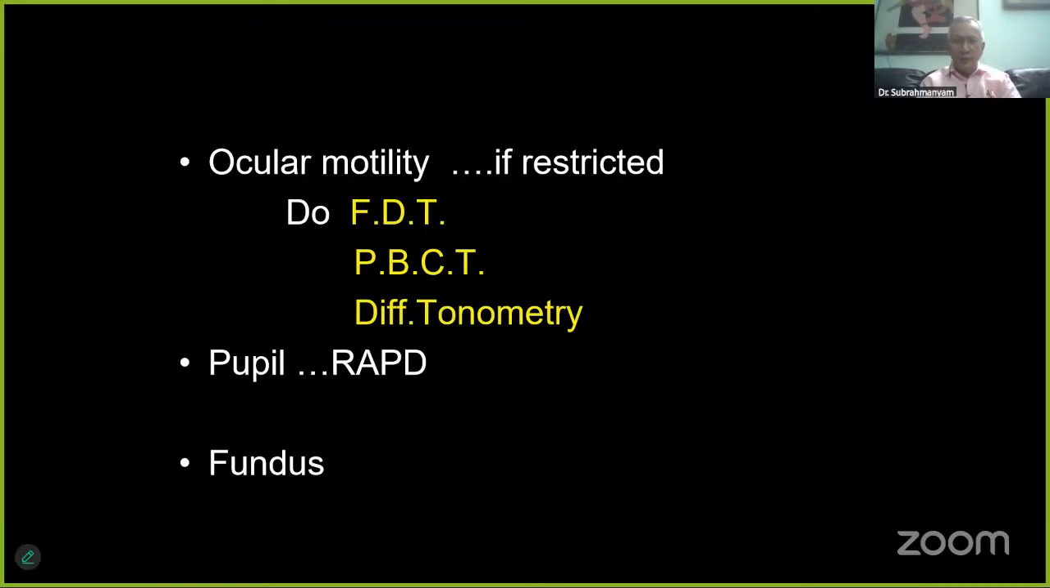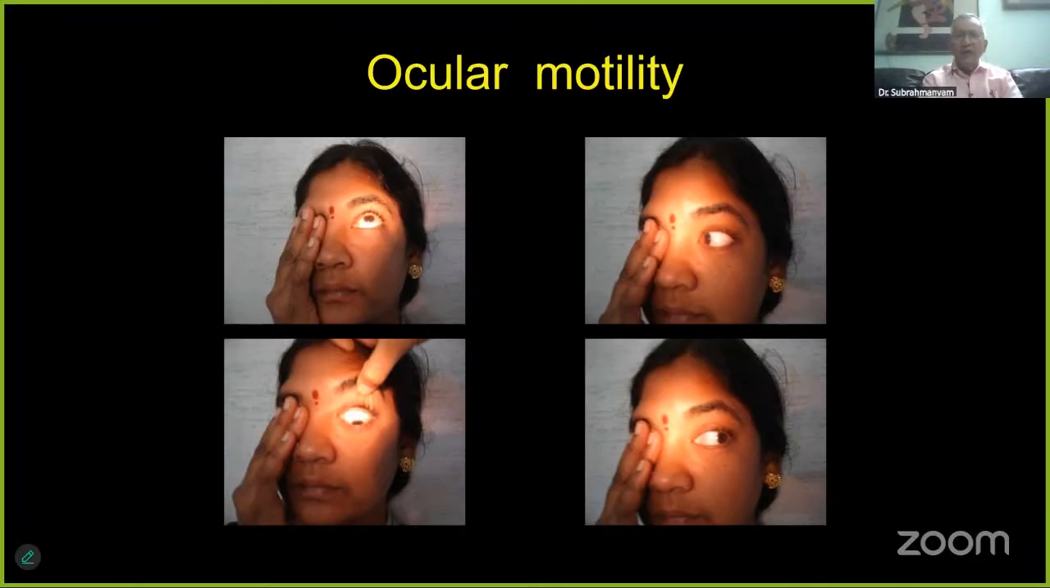Look at the pupil for RAPD, relative afferent pupillary defect, and do the fundus examination. For the ocular motility, instead of saying restricted, ask the patient to close the other eye, keep a torchlight at the level of the eyeball, and ask the patient to look up, look down, look to the right and the left, abduct and adduct, and see where the light reflex is, like the Hirschberg's light reflex.